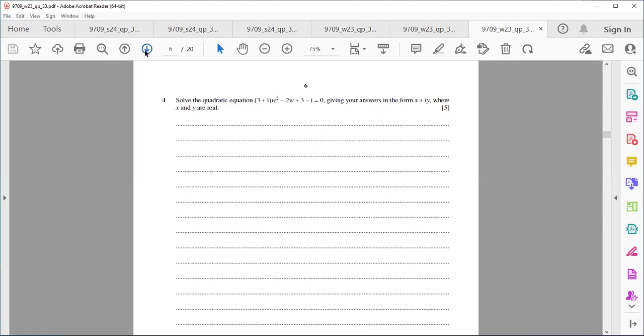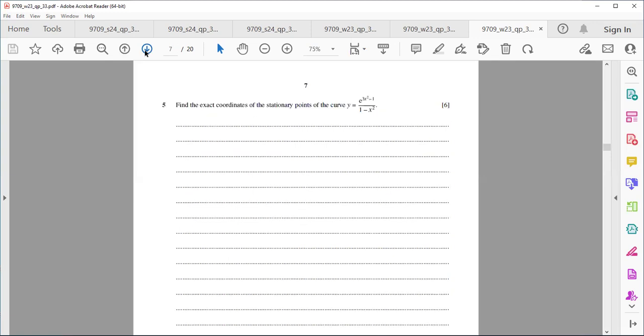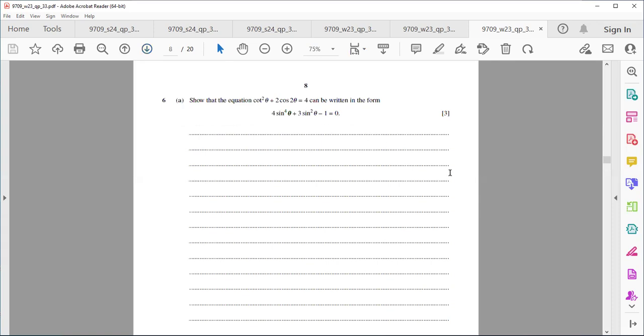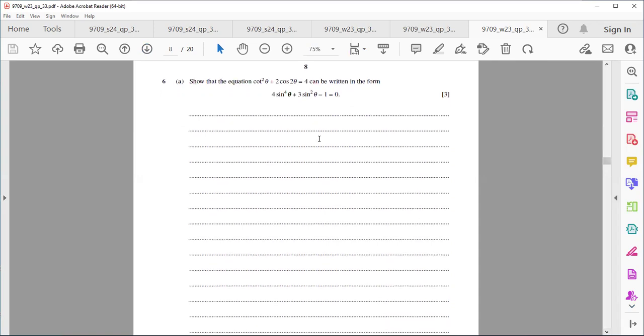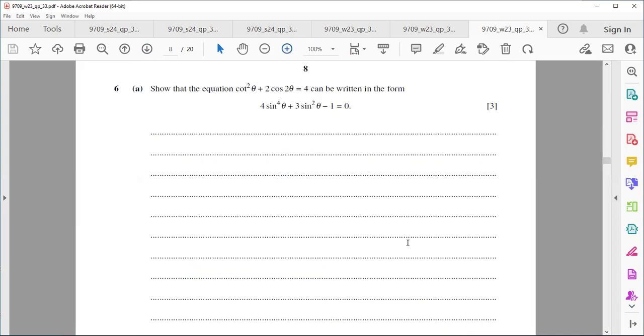Again, Argand diagram, then we have the complex number. So that's the question. We have to show that the equation cot squared theta plus cos of 2 theta is equal to 4 can be written in this form. Now, this is a transformation of one equation to another form. In this case, you can't equalize the terms because the equation is expressed in another form. For this one, you have to solve with other steps.